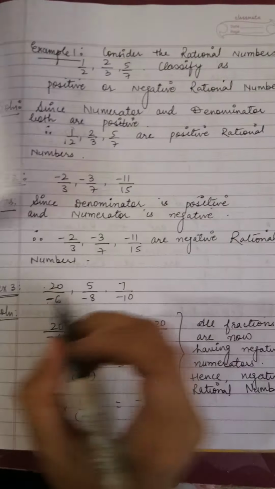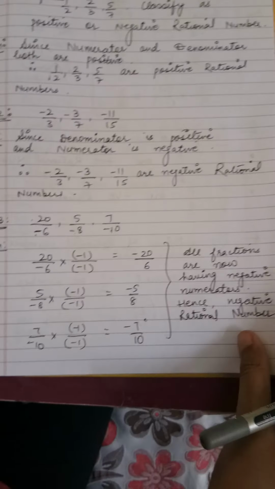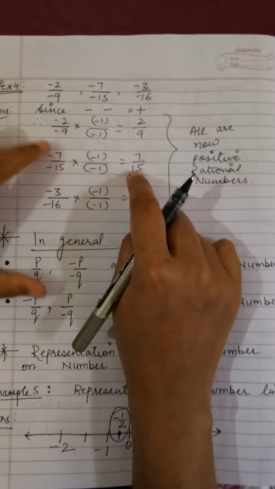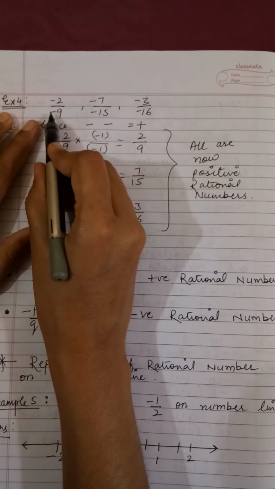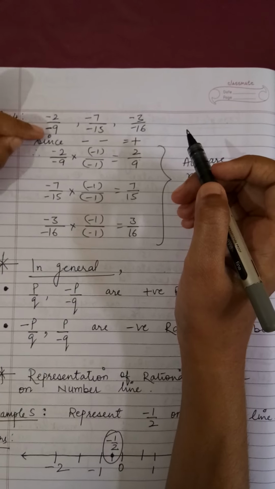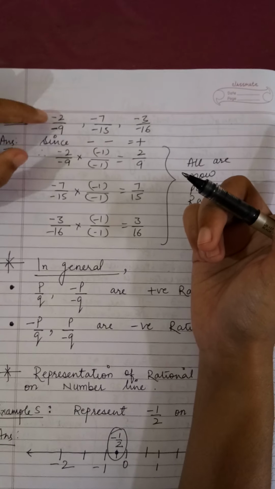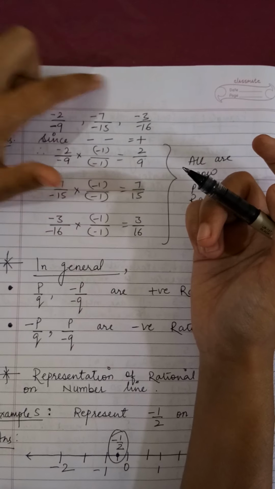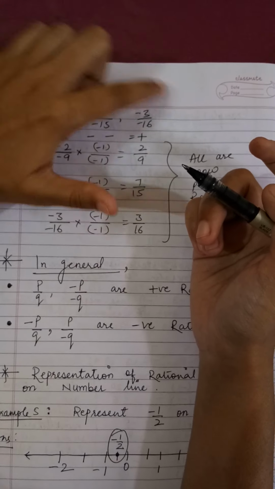So that means all these given numbers are negative rational numbers. Now next, since the minus sign is there in the denominator, we can see that this is minus and minus. What is minus minus? Plus. So that means this is a positive rational number. Minus minus plus, that means this is a positive rational number. Minus minus plus, again positive.